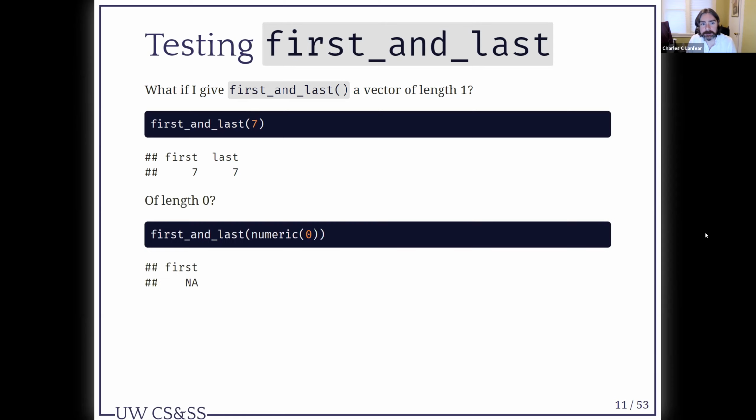What happens if we give it something of length 0? If I say, give me the first and last of numeric 0, which creates a length 0 numeric vector, which seems kind of nonsensical, but you can do that in R. You can make length 0 objects that contain nothing. Well, it can't get the first or the last element of it, so it spits out something weird. It says the first is NA and doesn't even give me a second thing. So this is it breaking in a way we didn't expect, maybe because we didn't think we'd ever give it a length 0 thing.